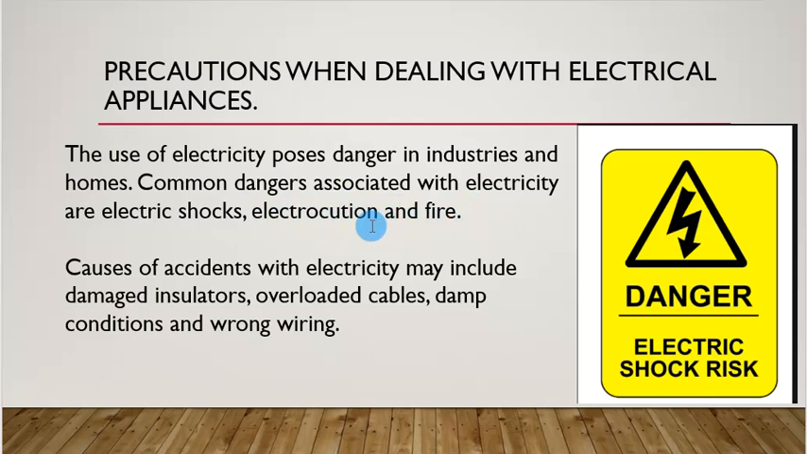So we want to look at what causes these dangers. Causes of accidents with electricity may include damaged insulators. If the insulator is damaged and you touch it, you get an electric shock. Overloaded cables: you get a small adapter and you want to put your electric cooker on it, or an electric kettle or a pressing iron. So we must be careful to read the ratings of our extension cables and the electrical appliance we want to plug in. Damp or wet conditions and wrong wiring.